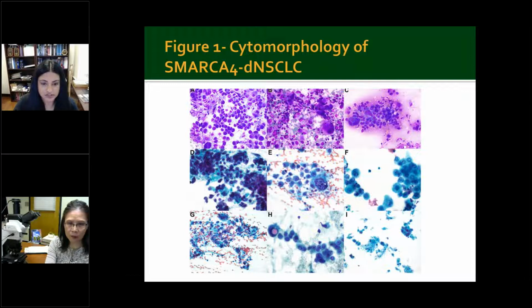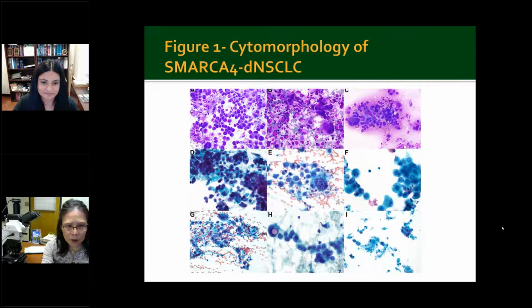Here's a really large, enlarged nuclei. You can see this really great exaggeration in the nuclear size, which is why we're saying it's markedly pleomorphic and not just mild or moderately pleomorphic. Dr. Shi, do you want to add anything to this description?